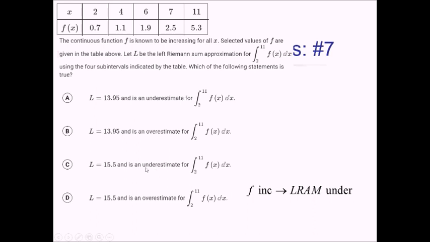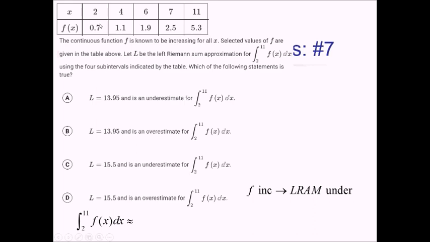Now they also are classified based off of the actual value of L. We have a choice between 13.95 and 15.5. So we'll actually have to start doing things out here, Riemann sum style, to figure out which of those it is. Okay, so I can say that my integral from 2 to 11 is approximately equal to the following. So these are all going to be base times height rectangle areas that I'm adding together here.